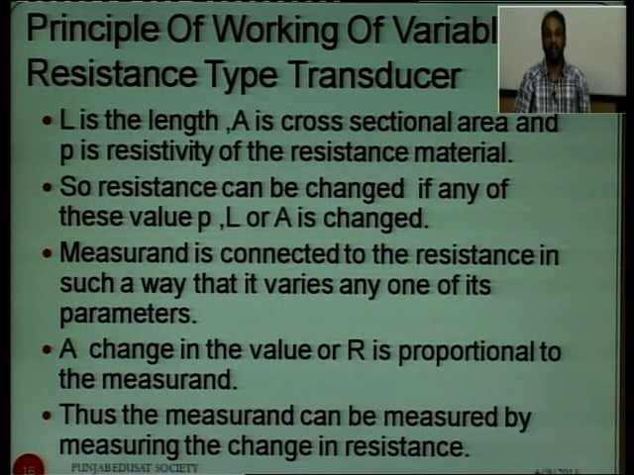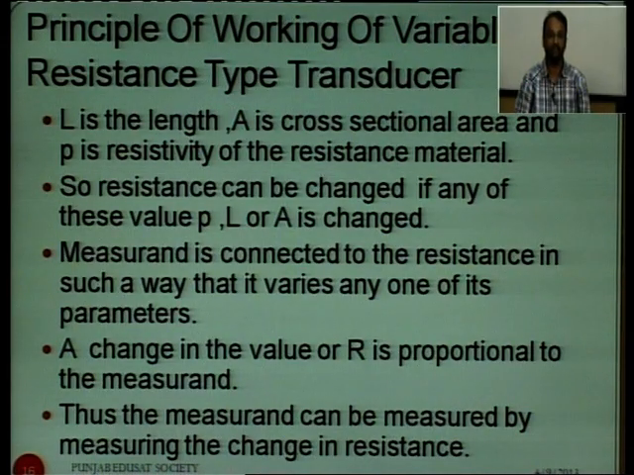where L is the length, A is the cross sectional area in meter square, and ρ (rho) is the resistivity of the resistive material. This resistivity ρ depends upon the type of material we use, the type of conductor we use. So, resistance can be changed if any of these values ρ, L or A is changed. If any of these parameters, either resistivity or length of the conductor or area of the conductor is changed, its resistance can be changed.